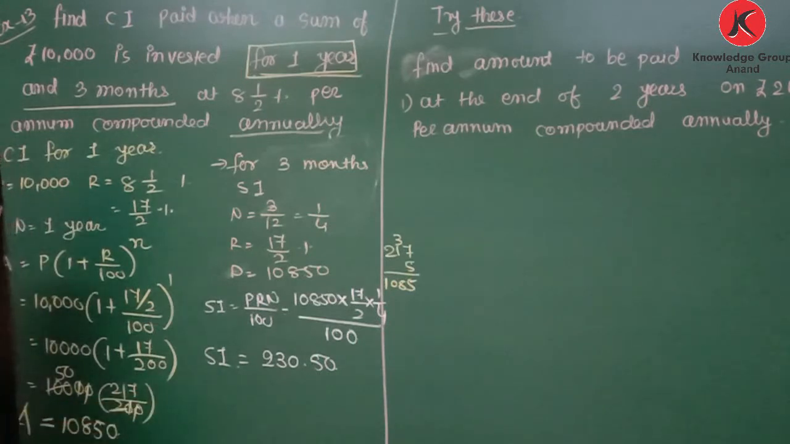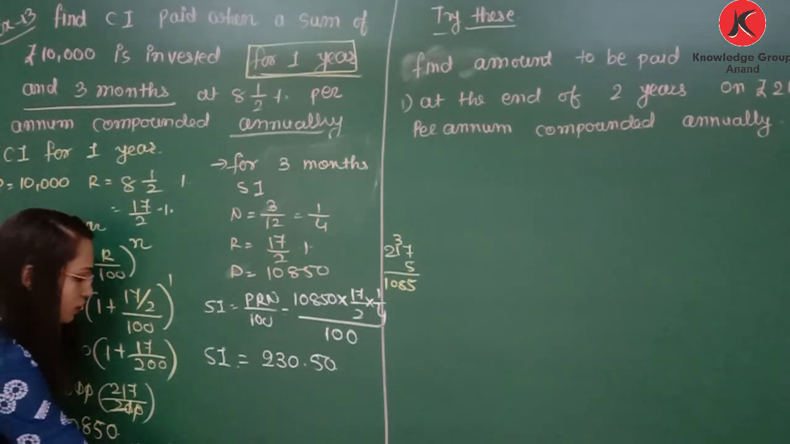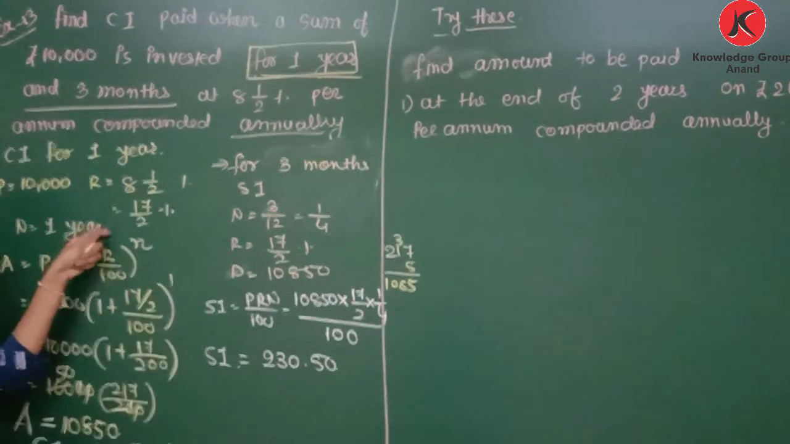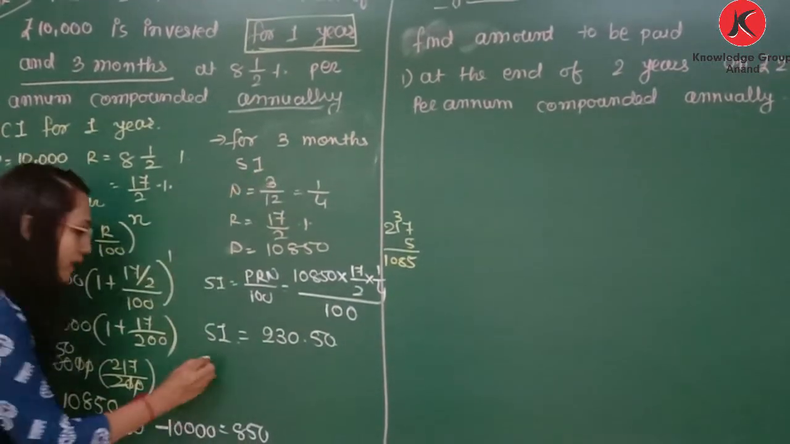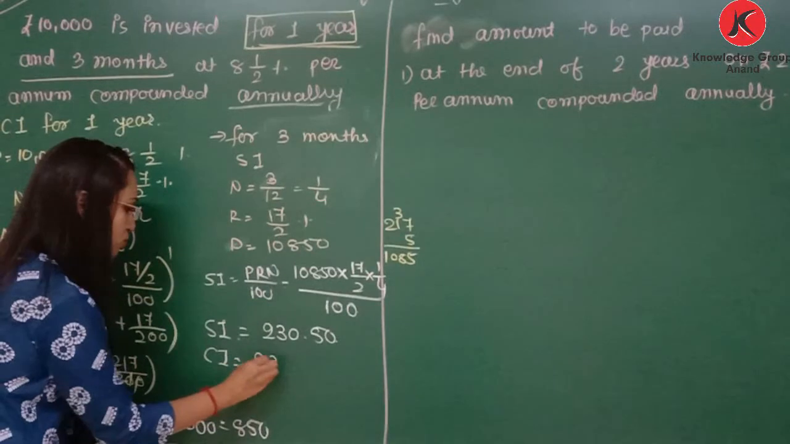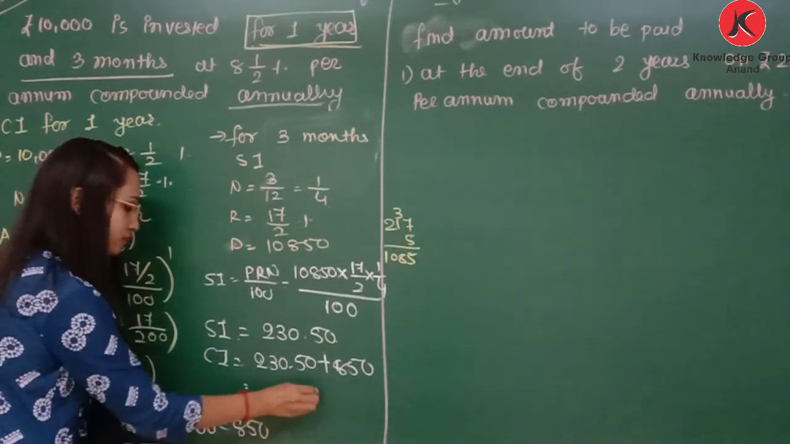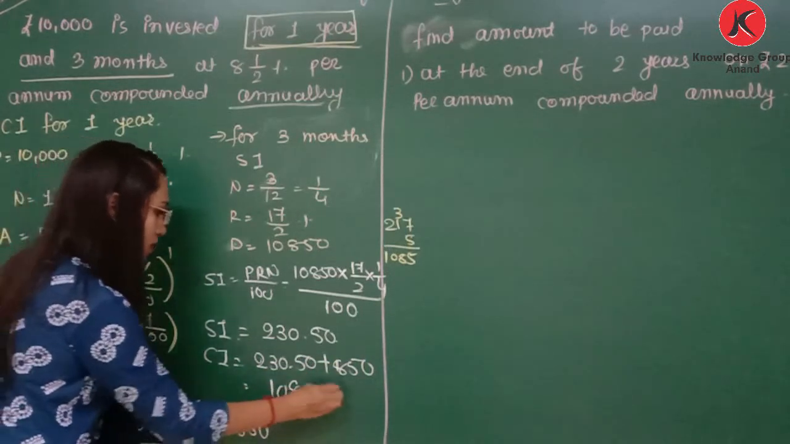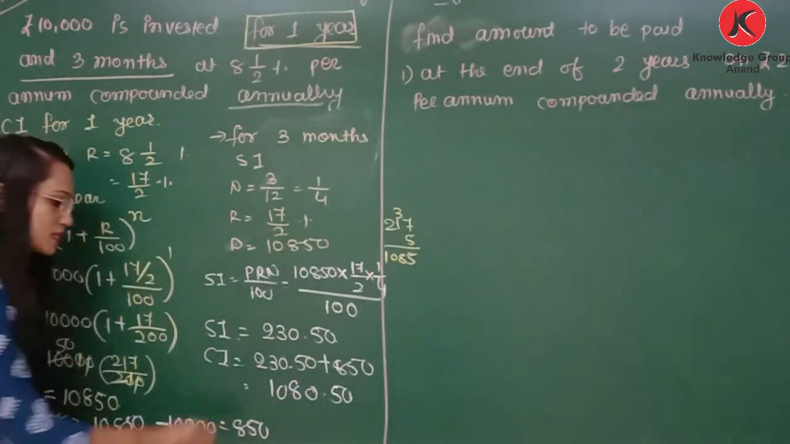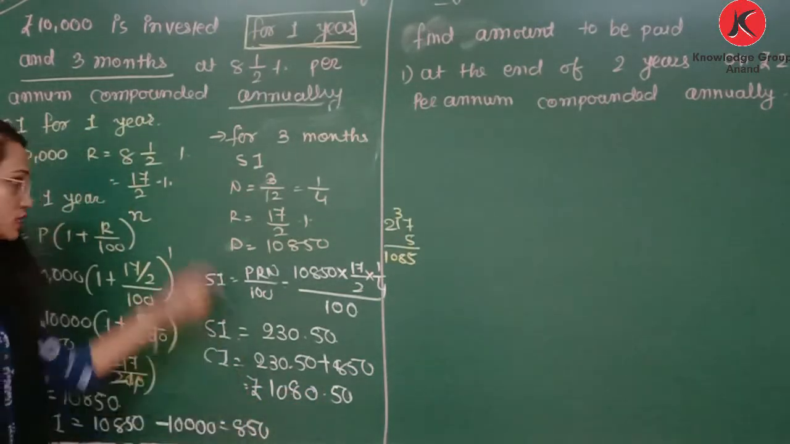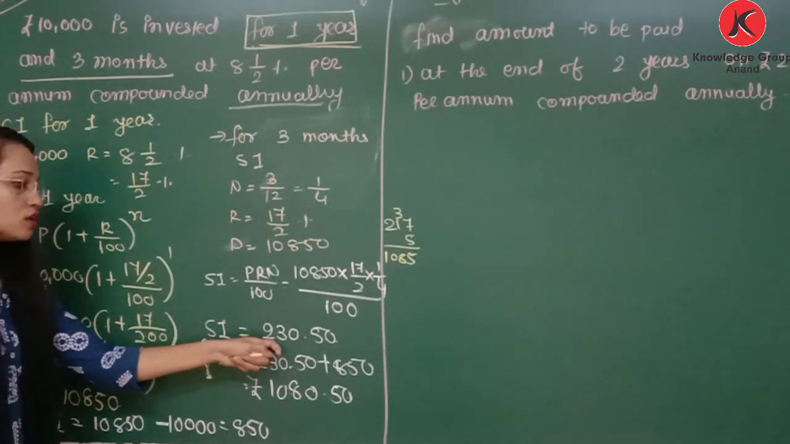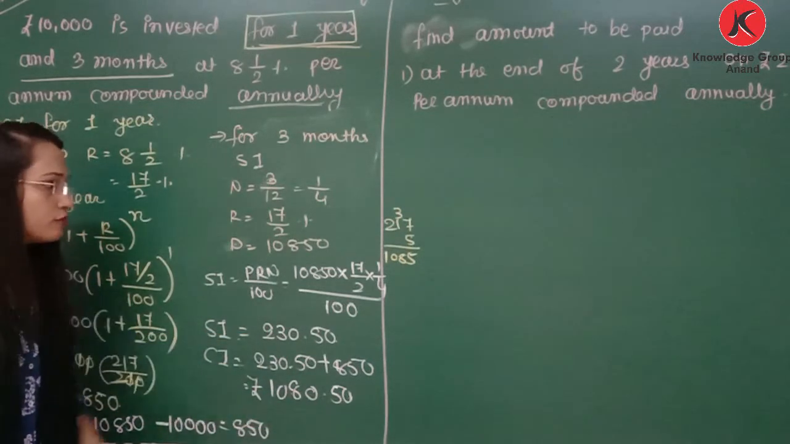So what is the total interest? How can we find the total interest? Here we can find the interest for 1 year. Compound interest is 10,850 minus 10,000, so that is 850. So this is the compound interest for 1 year. This is the compound interest for 3 months. So total compound interest is 230.50 plus 850. So that is 1080.50 rupees. That is the total compound interest, because this is the compound interest for 1 year and this is the compound interest for 3 months, so total is 1080.50.